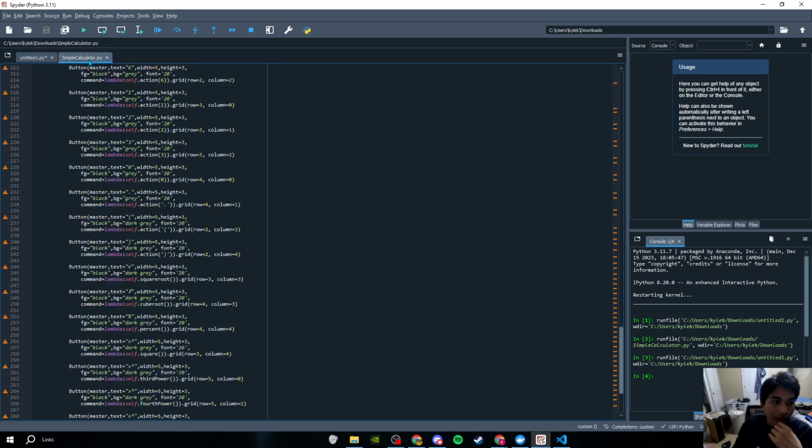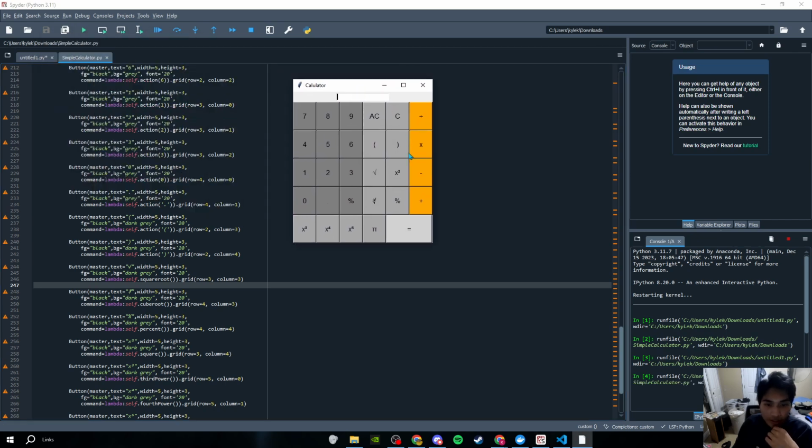So what I ended up doing was changing some stuff up so that the numbers are all the same color and they're all on the left hand side, as well as added two or three new different functions. So the cube root, the fifth power, as well as the pi button, and I fixed the percentage part. So as you can see, if I did the fifth power of 2, you get 32.